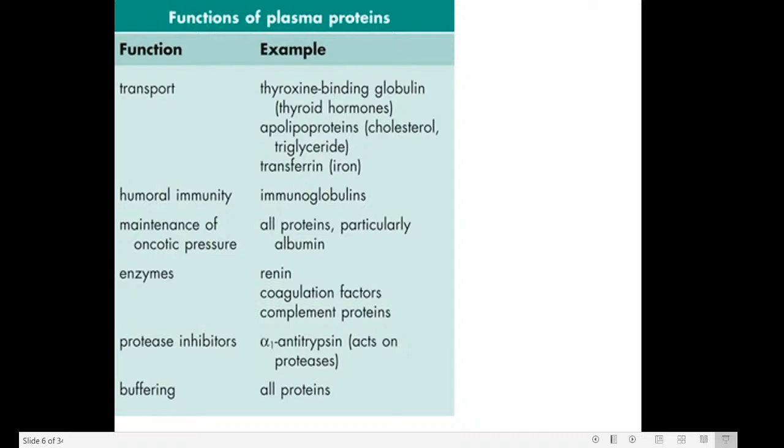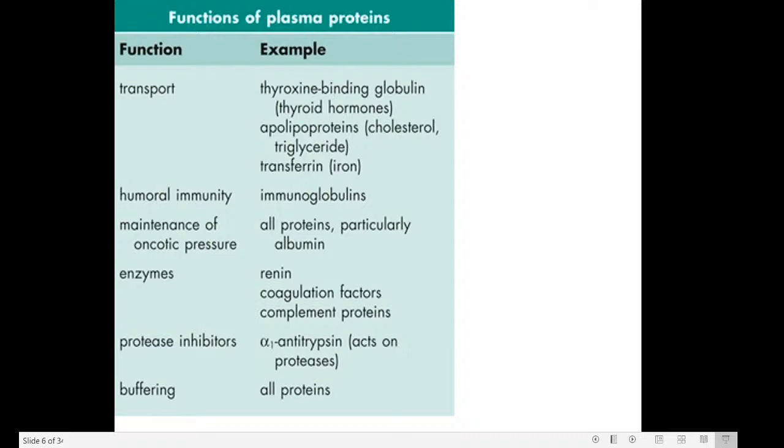This immunoglobulin helps us to understand the concept of immune systems. Immune systems are always needful for the whole body system. So the humoral immunity system is activated by the immunoglobulin.